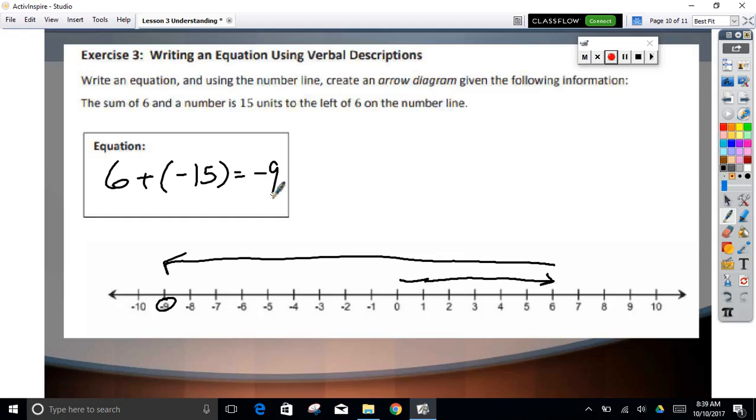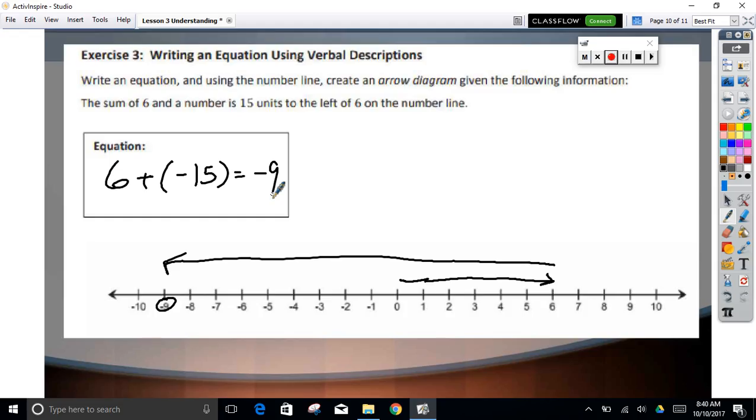And I think the way Irene did it was really good, to start with the number line, because then you can just kind of follow the directions. You know you're going to start at 6, and you know that the number is going to be 15 units to the left of 6, so by doing that first, that helped her realize that she's going to be adding negative 15.